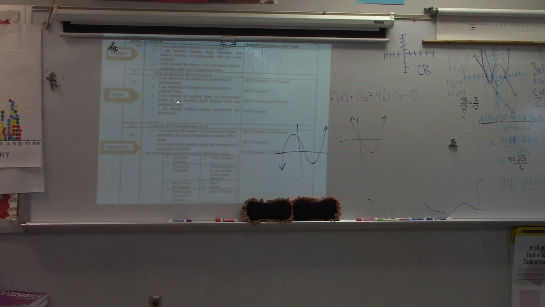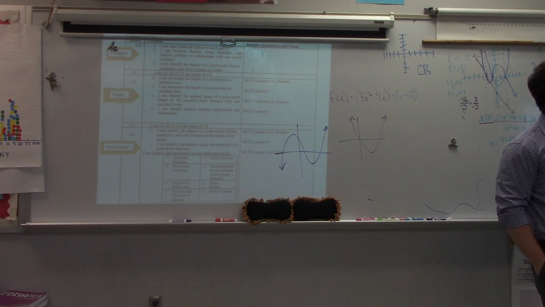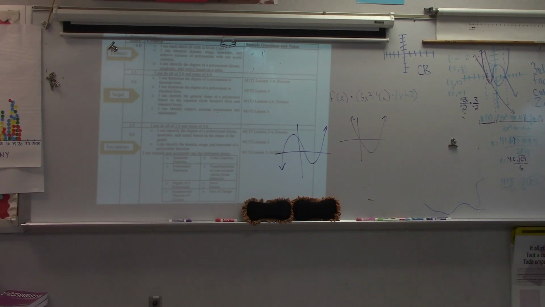Identify the shape based on the equation. Did we do that today? Yes, we did, right? We took the quadratic and we multiplied it by a linear, and so we knew it had to look like this, didn't we? With those 2 extrema, things like that. And finally, can we identify relative extrema, max and min? Yes. We've at least talked about it.